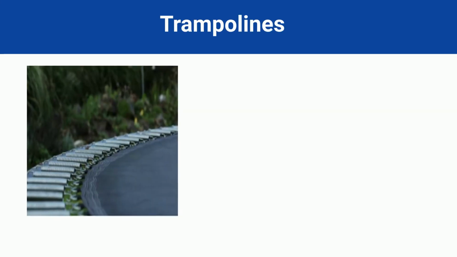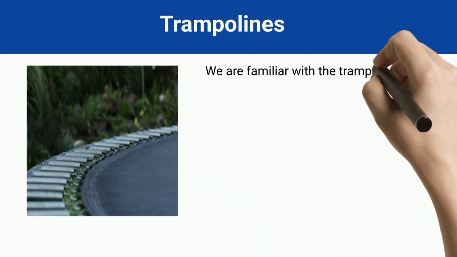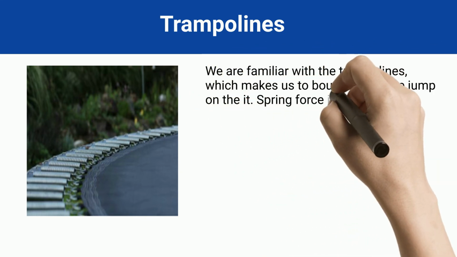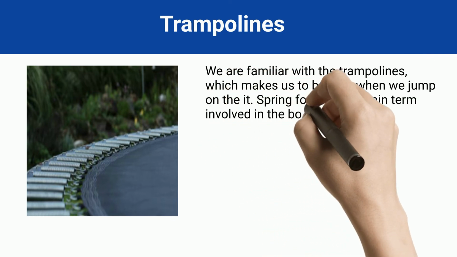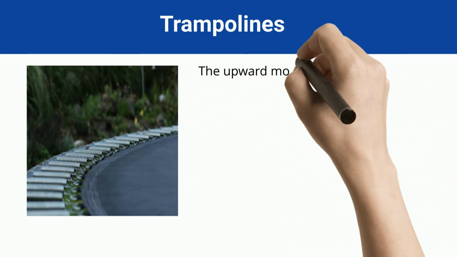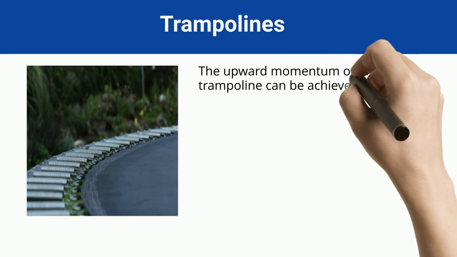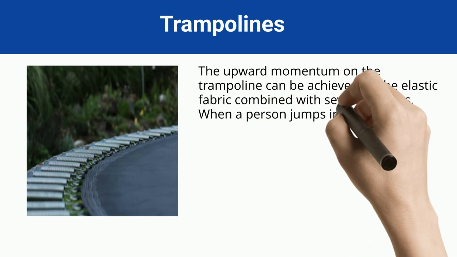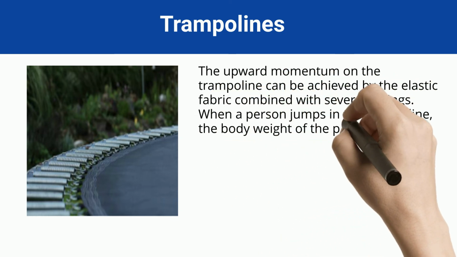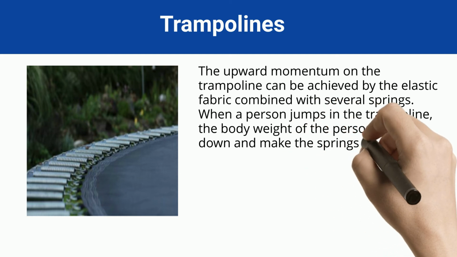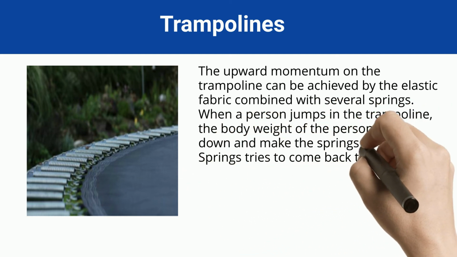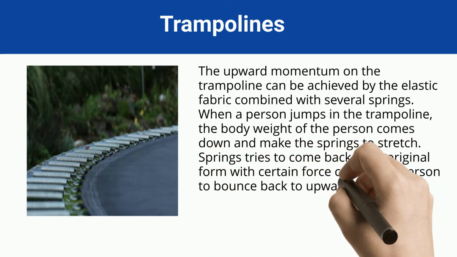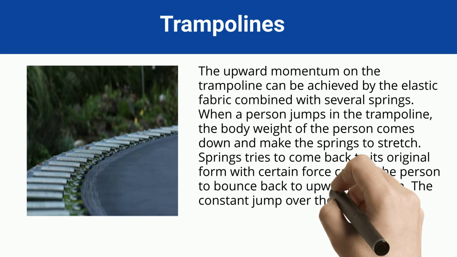Trampolines. We are familiar with trampolines, which make us bounce when we jump on them. Spring force is the main term involved in the bouncing process. The upward momentum on the trampoline is achieved by the elastic fabric combined with several springs. When a person jumps on the trampoline, the body weight of the person comes down and makes the springs stretch. Springs try to come back to their original form with a certain force, which causes the person to bounce back in the upward direction. The constant jumping over the trampoline results in strain in the spring force.